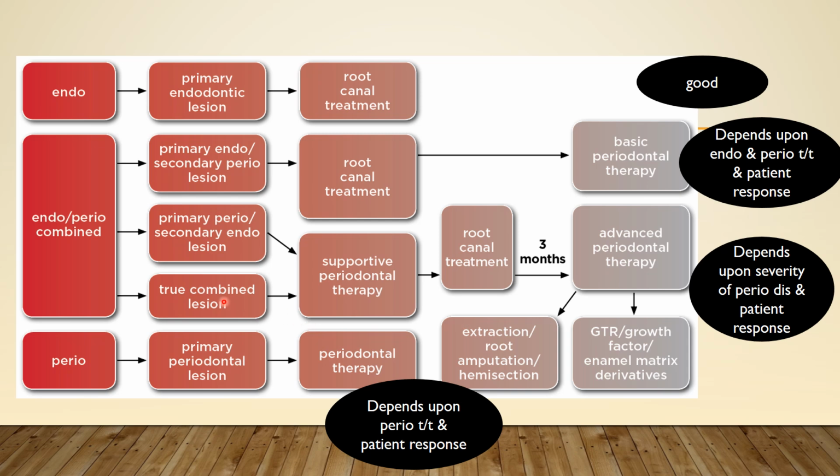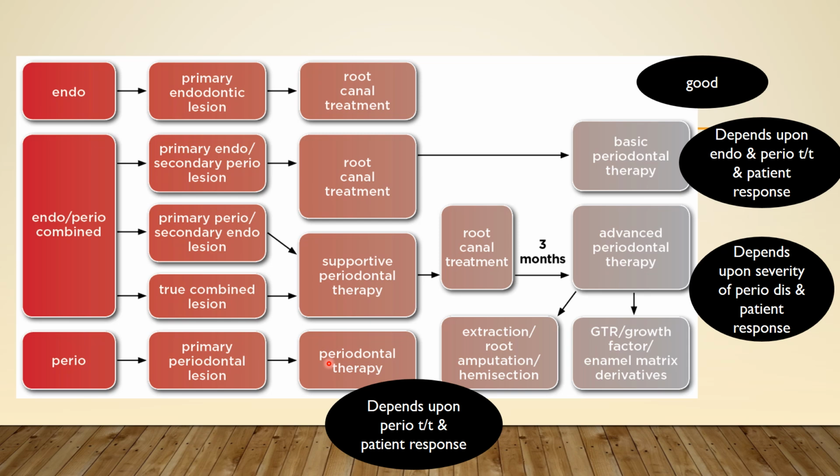And the same thing happens for the true combined lesion also. It starts with supportive periodontal therapy followed by root canal treatment. Then after 3 months, there will be advanced periodontal therapy with a regenerative procedure if it is mild to moderate. If it is advanced periodontal disease, then it will lead to extraction, root amputation or hemisection. So this will always depend upon the severity of periodontal disease, the prognosis, and the patient response.